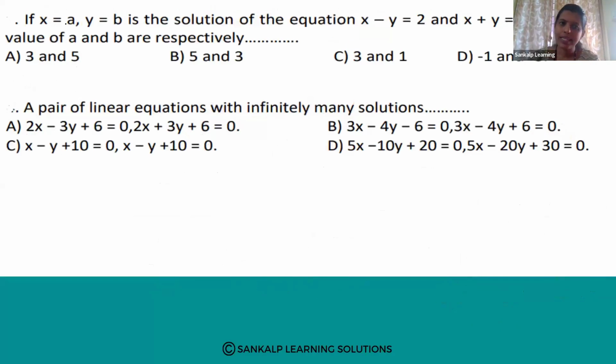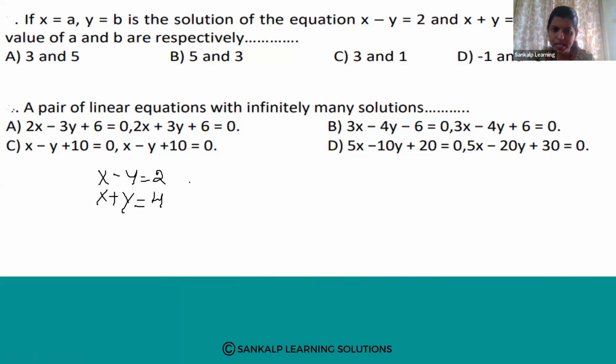Next, if x is equal to A, y is equal to B, is the solution of the equations x minus y is equal to 2 and x plus y is equal to 4, then the values of A and B are respectively. What they have given, x minus y is equal to 2 and x plus y is equal to 4. See, it is the same as the previous question.